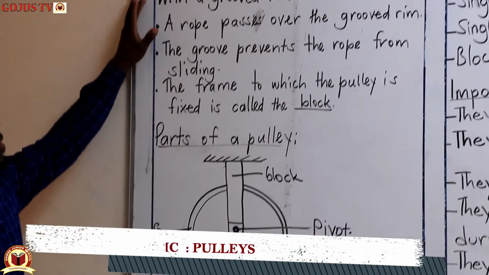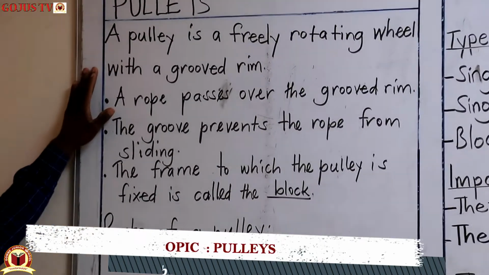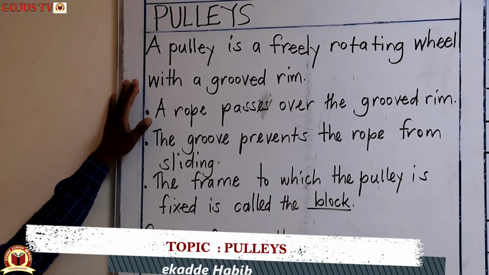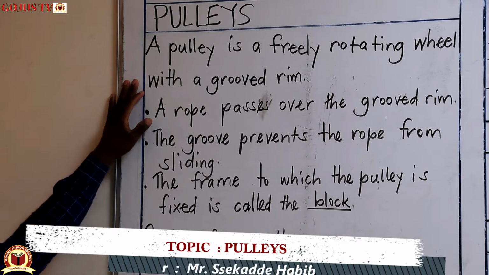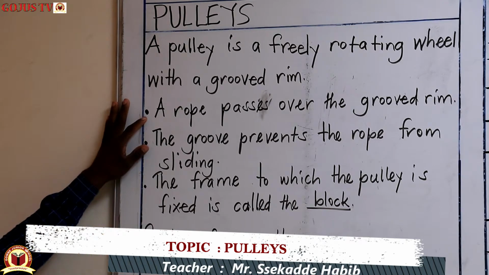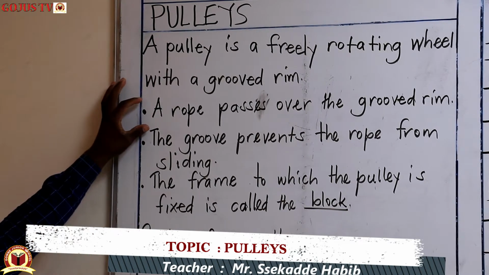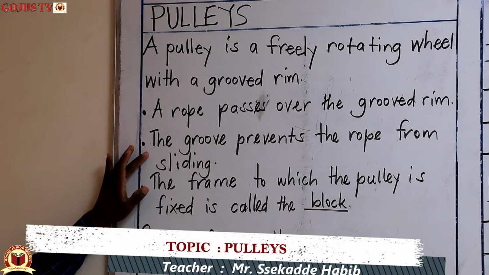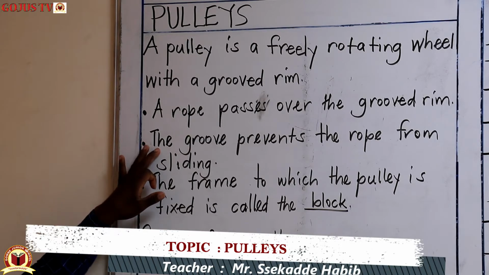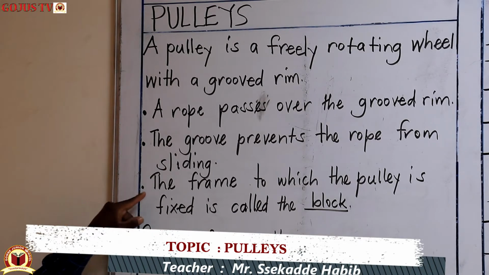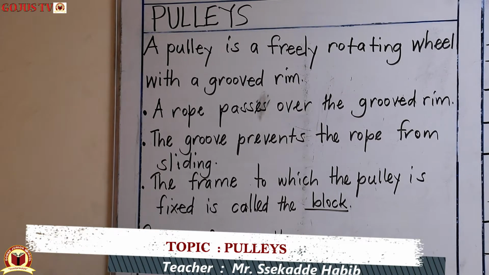A pulley is a freely rotating wheel with a grooved rim. Here we have some of the parts of a pulley described. One of them is the rope. This rope passes over the grooved rim. We shall be seeing the illustration. Then the groove. This groove that is put into the rim helps to prevent the rope from sliding. And then we have the frame to which the pulley is fixed, and this one is called the block.